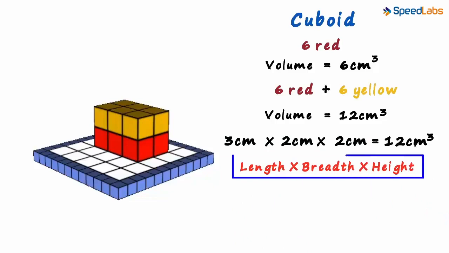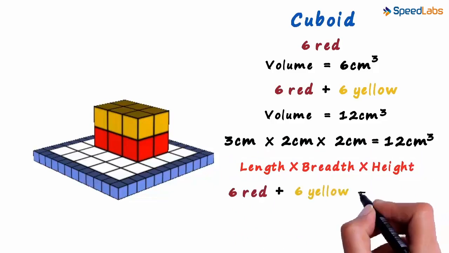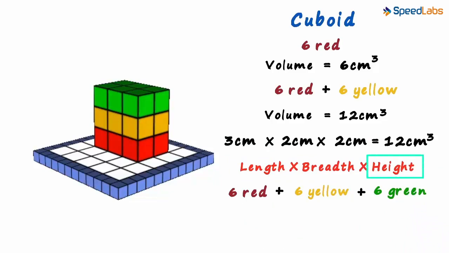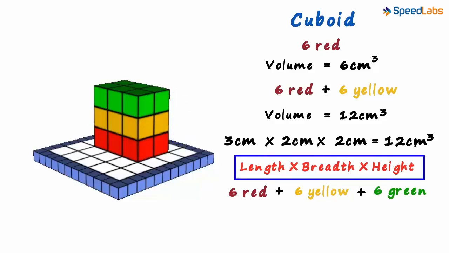Let us test this formula. We add 6 green cubes on top. This is still a cuboid. Its height is 3 centimeters, length is 3 centimeters, and breadth is 2 centimeters. There are 2 ways to find its volume. First, count the number of cubes. And second, use the formula.